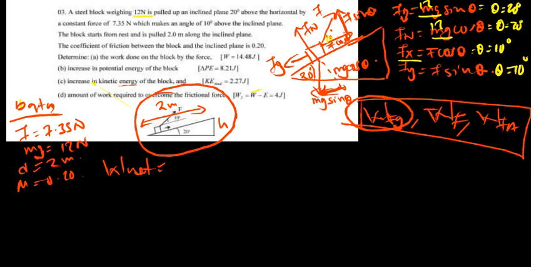Negative, because it is opposing, right? So the work done by the Fg, what of the work done by the friction? Is it going to be positive or negative? Negative. Work done by the friction force. What of the work done by the applied force? It's going to be plus the applied force.